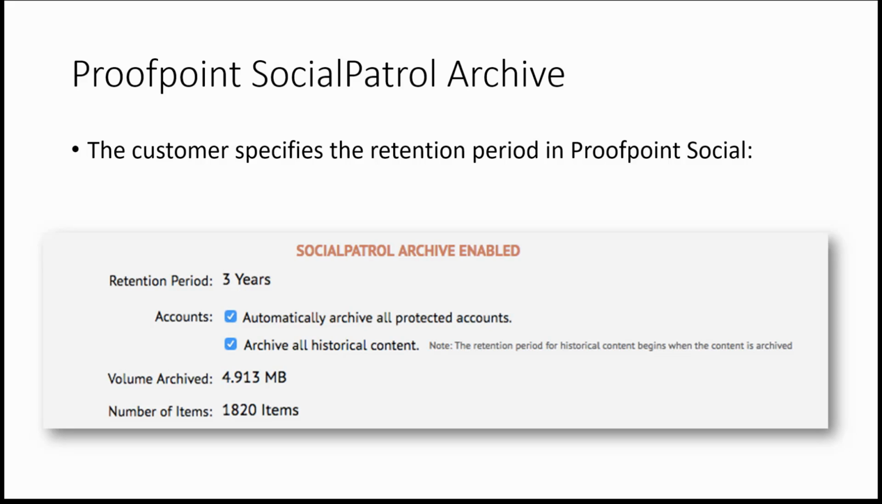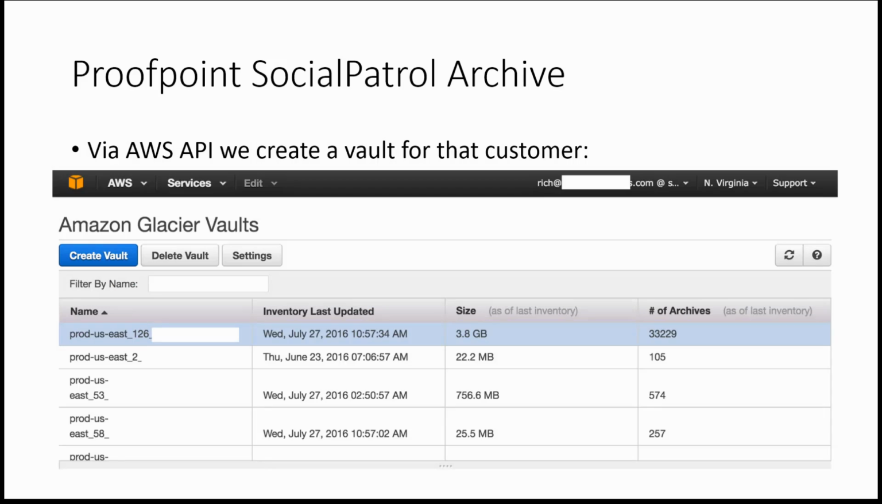So essentially, you can specify within the Proofpoint product a 3-year retention period, and you want to archive all of the Twitter feeds and all the Facebook posts about a particular company. You want to archive that historical content. So you can see that this retention period is going to be around for 3 years, and that means that data cannot be deleted, and the deletion or WORM compliance is enforced for that period of time.